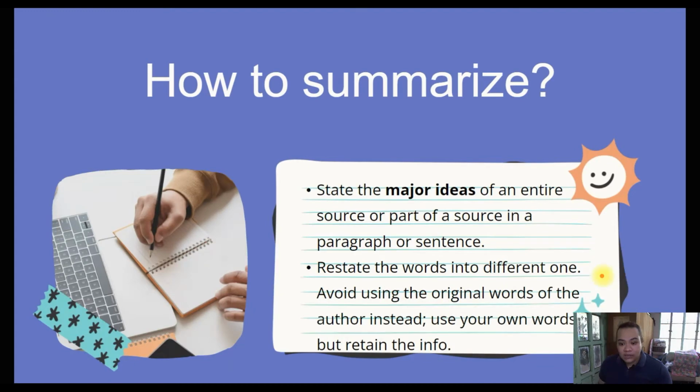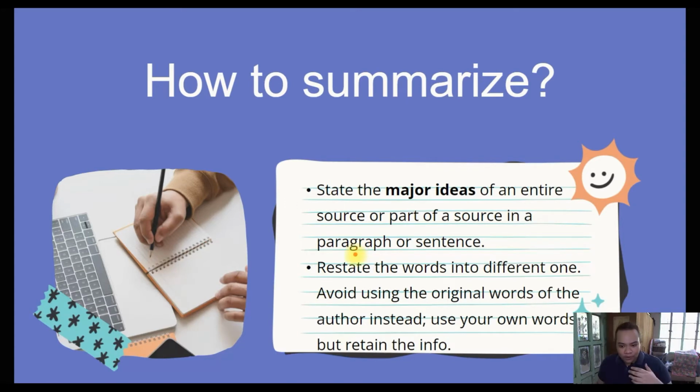The second step is to state or identify the major ideas. All right, so you have to identify the major ideas, whether it's for the entire source or for the paragraphs or the sentences. Each paragraph or each sentence has its main idea, and we have to weigh whether or not those ideas are important, or worthy of being retained in the summary. Because as I said, you can't keep all of the ideas within the summary.